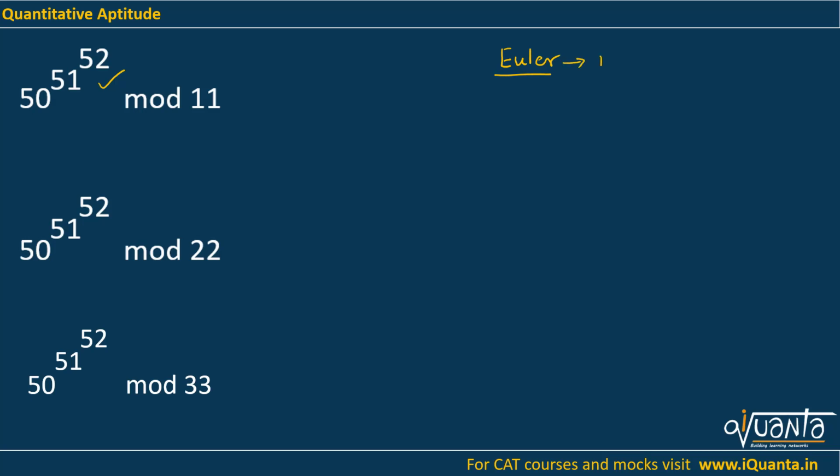So we apply Euler only when we have huge powers involved. That should be our first thought. It might be a case that Euler is not always applicable even in the power questions, but the first thought should be Euler whenever you have a huge power.